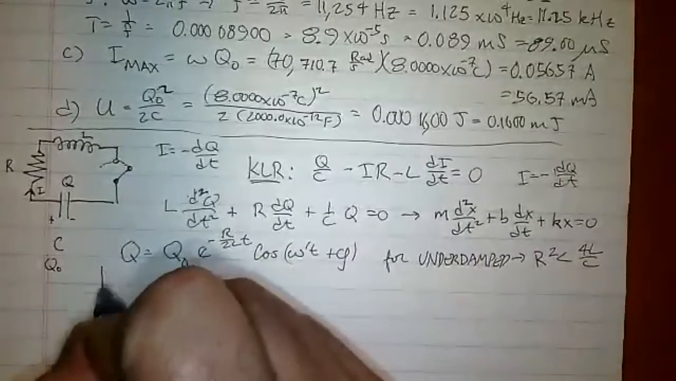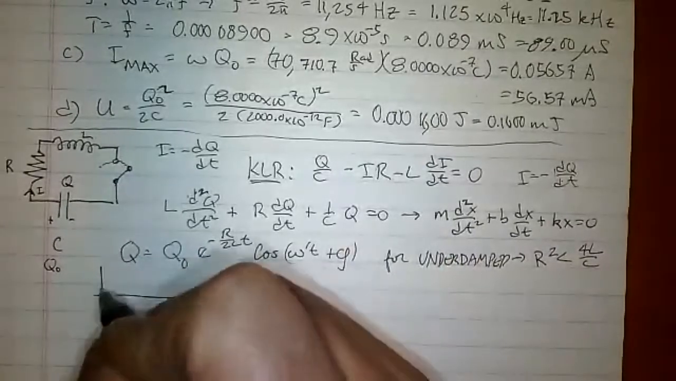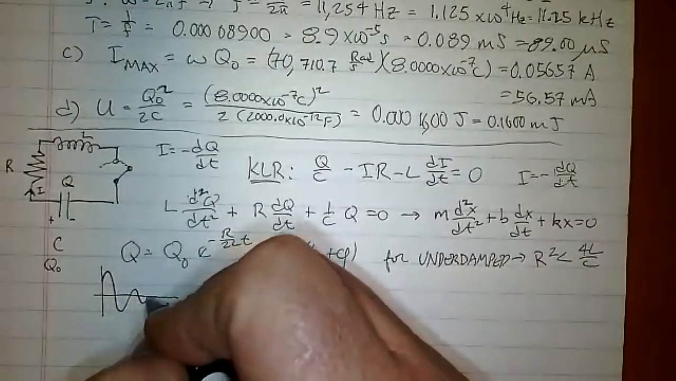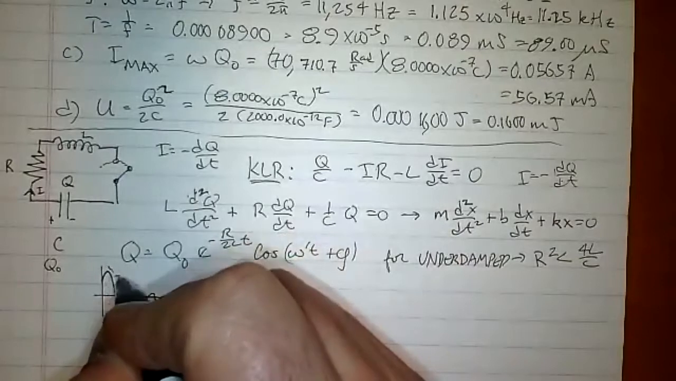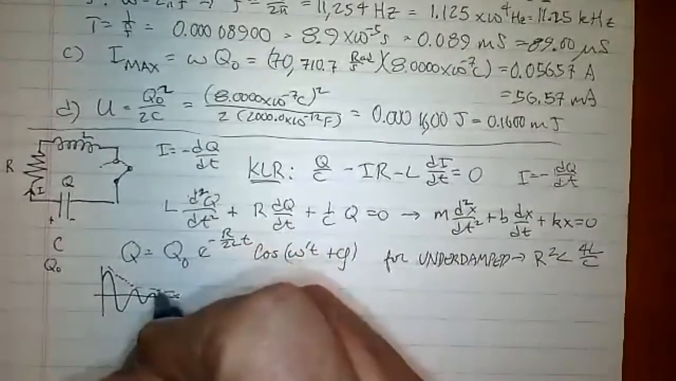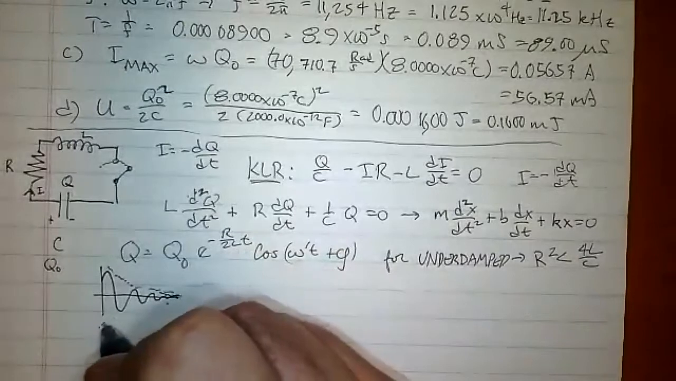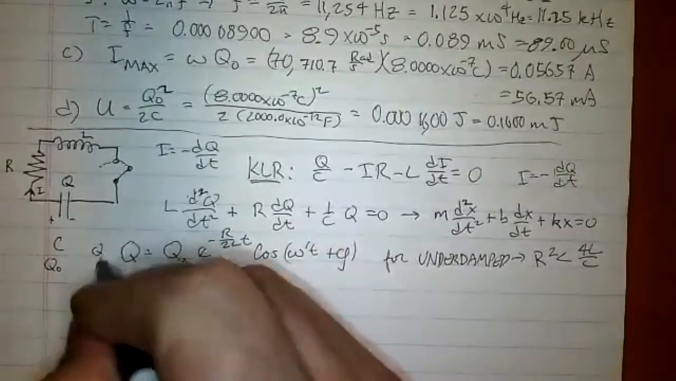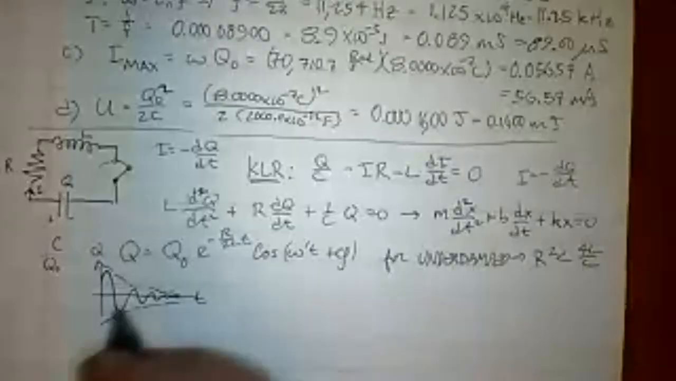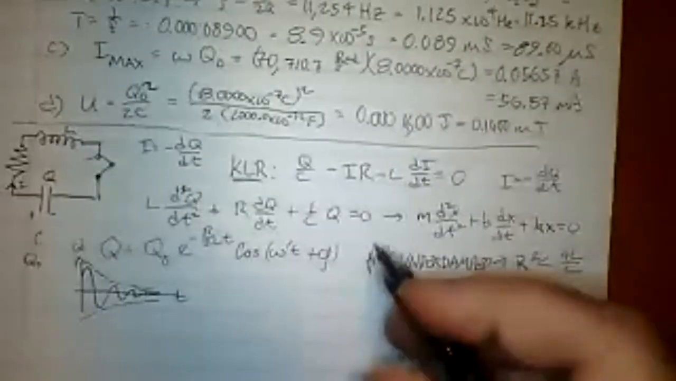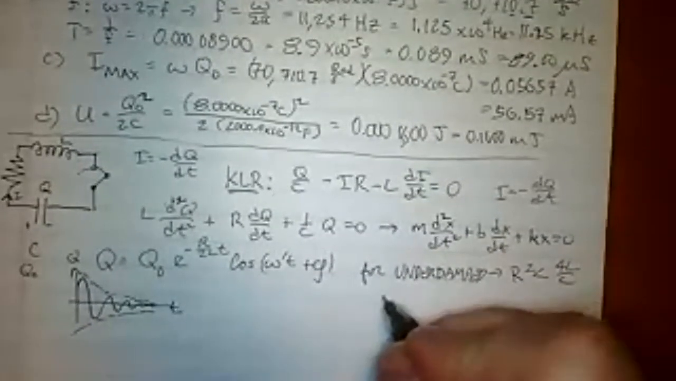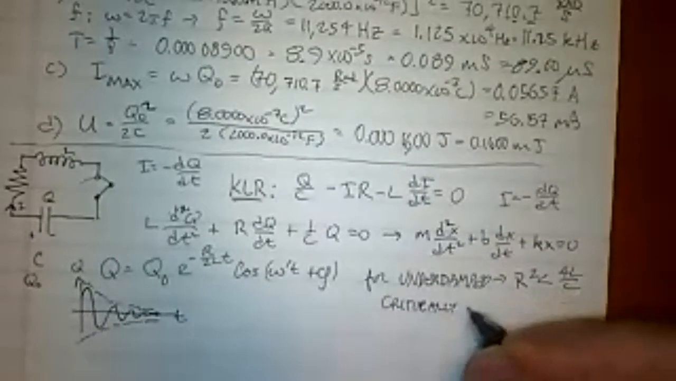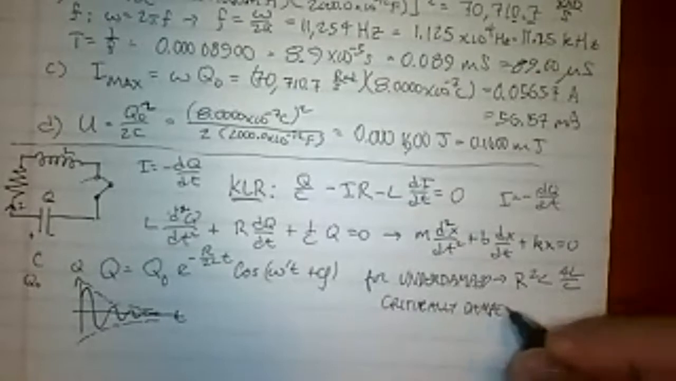Glad I caught it before I wrote it down for you guys. So as long as R squared is less than 4L over C, it'll be underdamped, and it'll actually oscillate. So in fact, what the function looks like in that case is, depending on the initial conditions, of course, it might go like this, where this is an envelope that's given by e to the negative R over 2L times t, and that would be the charge as a function of time. Okay, so that's an oscillatory case. That's the underdamped case. There's also a critically damped case, which doesn't mean anything to us. That just means we've made a dumb circuit.